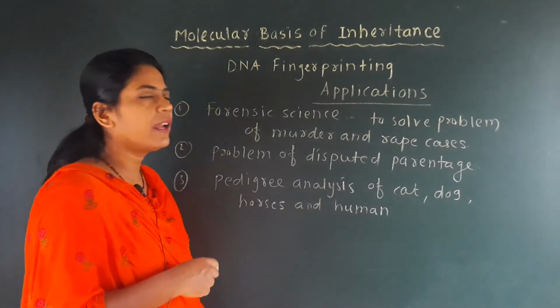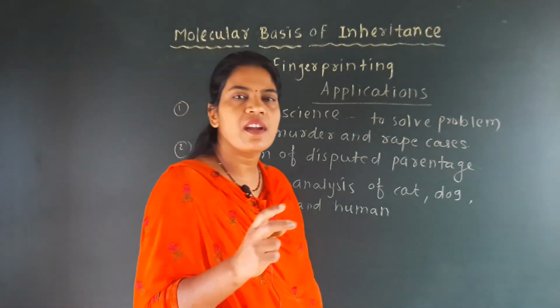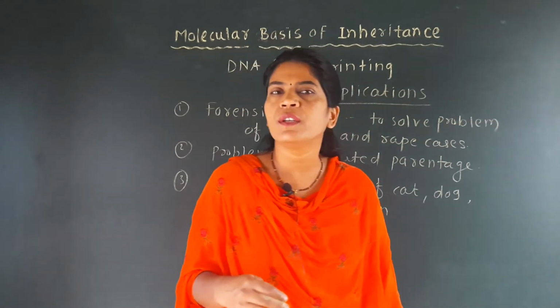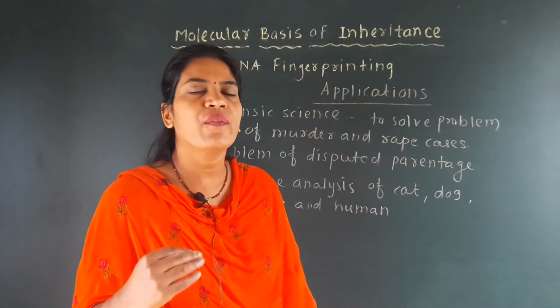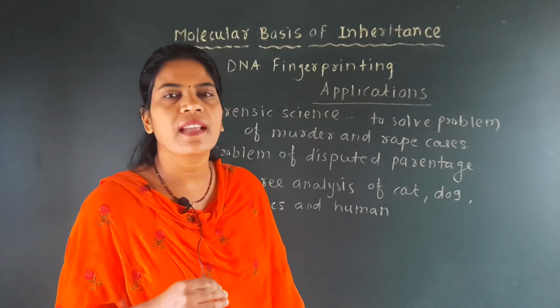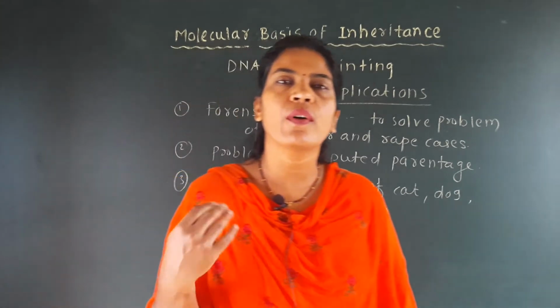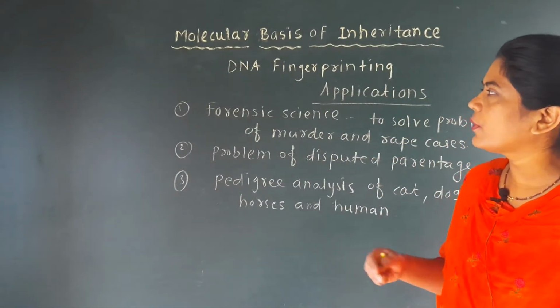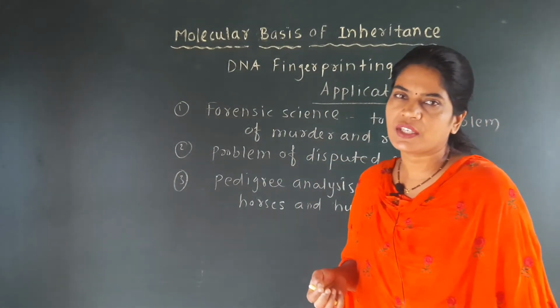And the third one is the pedigree analysis technique, which is generally used to study the pattern of inheritance of the gene and to study genetic disorders, and for that DNA fingerprinting is carried out. That technique can be used for cat, dog, horse and human beings. So this is about the applications of DNA fingerprinting.